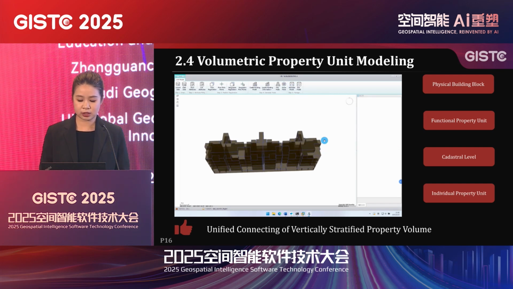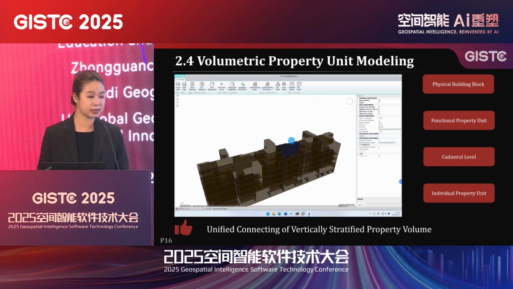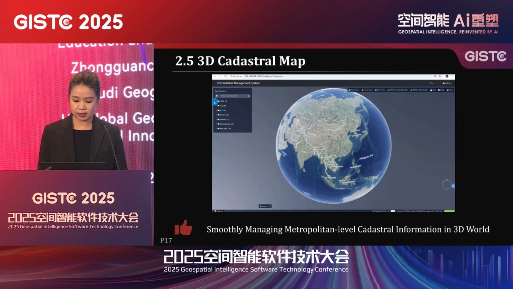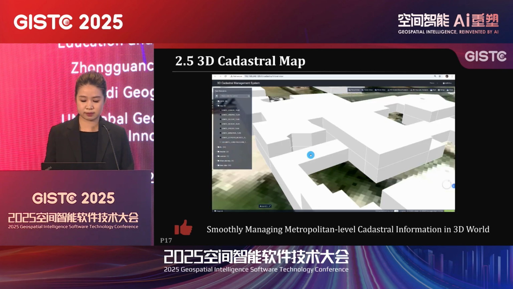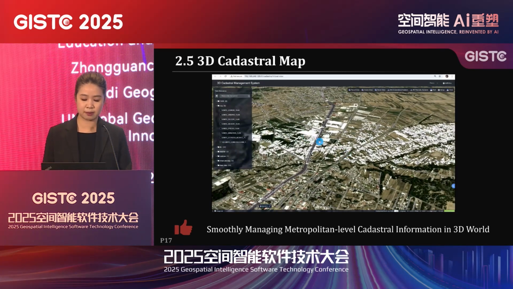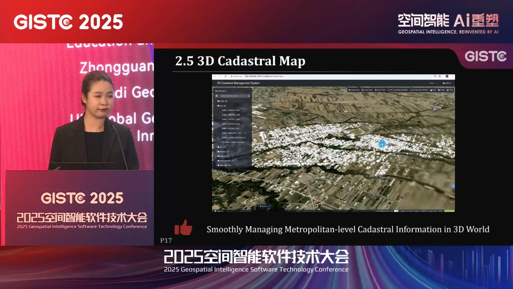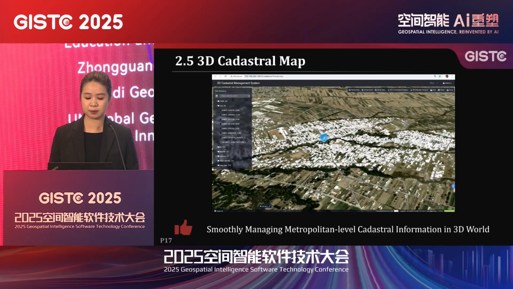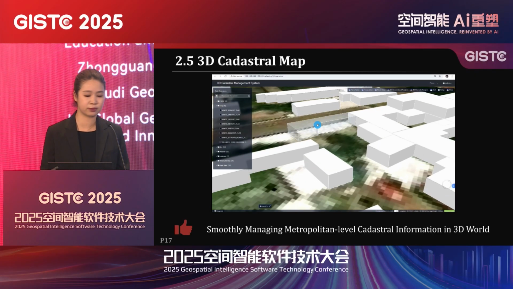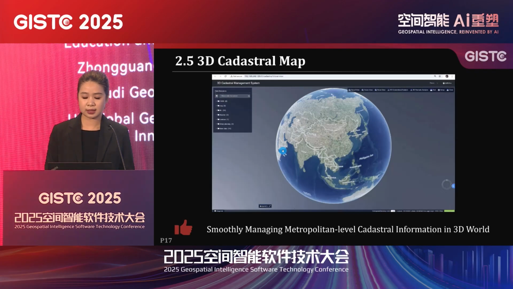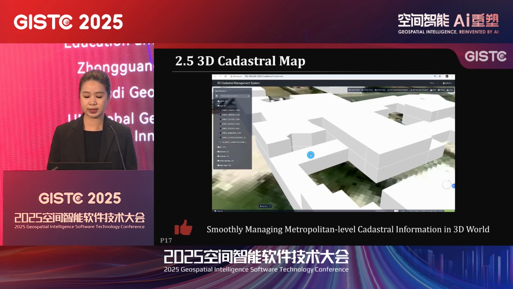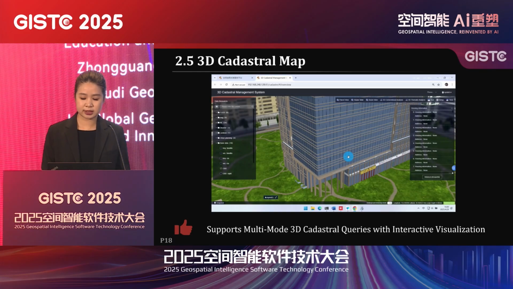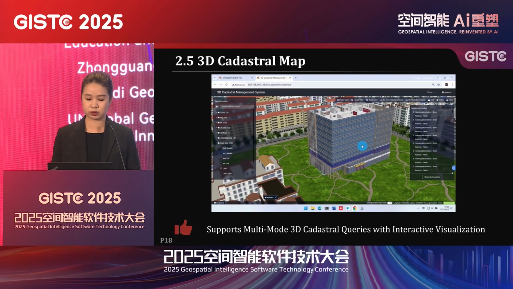This layer and unit-based 3D cadastral model provides extraordinary clarity in managing complex urban land tenure. The result of this advanced modeling is a powerful 3D cadastral map. This isn't just a static visualization. It's a dynamic environment capable of smoothly managing metropolitan-level cadastral information in a 3D world. Imagine navigating an entire city's land records in a truly intuitive spatial context. This 3D environment transforms how you interact with 3D cadastral data.